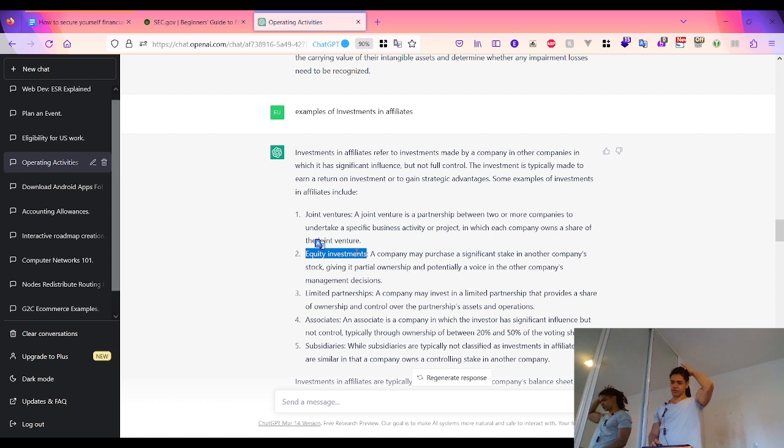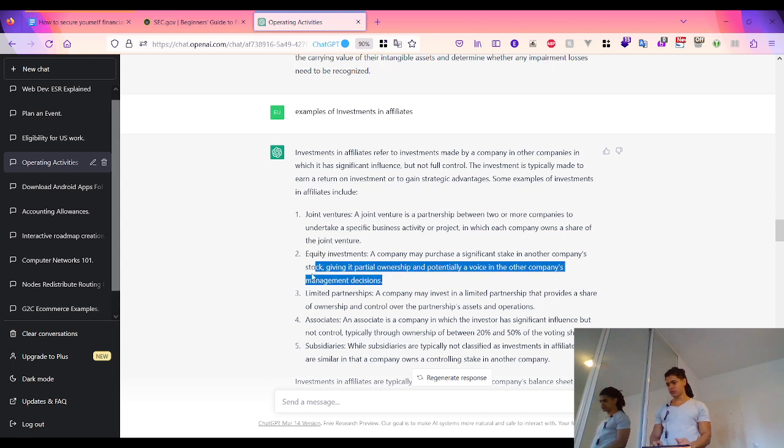This is the most common activity in operation here. Equity investment: when a company purchases a significant stake in another company's stocks, giving it partial ownership and potentially a voice in the other company's management decisions. And this is something crucial.